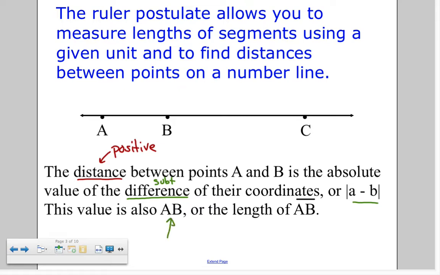Now this is what I call notation. This is how you write it. This means the distance between A and B, or we say the length of line segment AB. So we're going to do that right now.